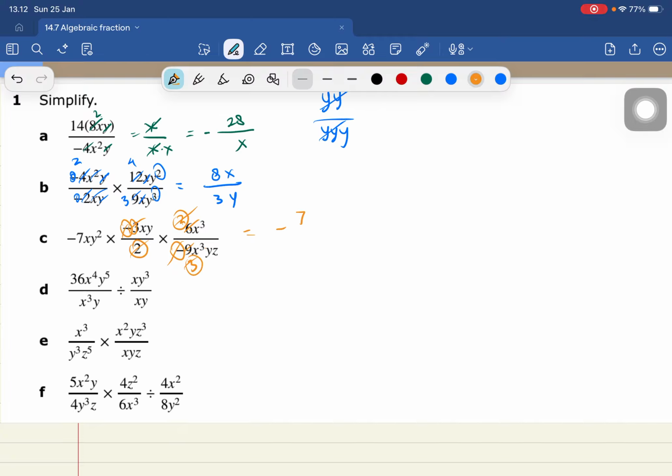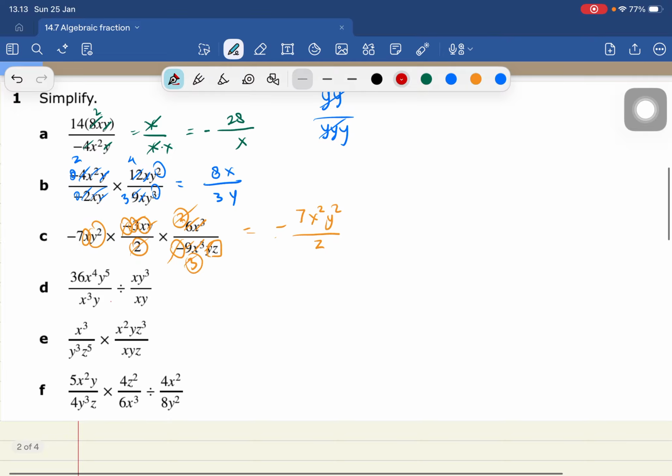Next, we've got y and y. And then we've got here x to the power of 3, power of 3, so the remaining is only x squared. And then y squared. Then we divide by here the remaining z.